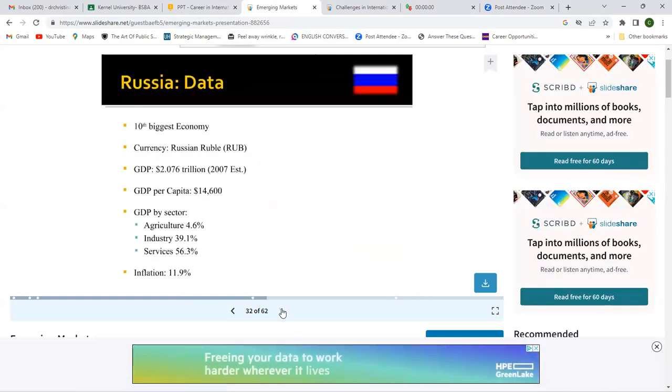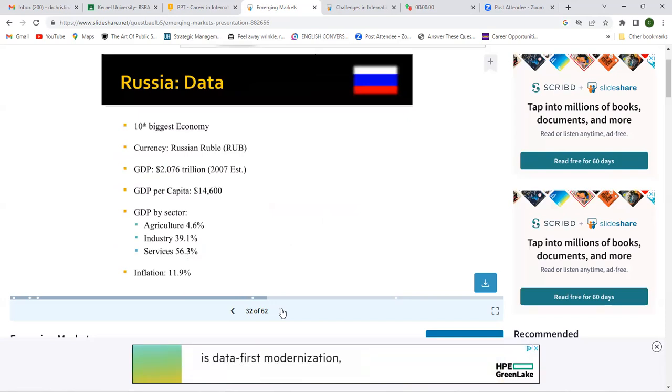Now we're looking at Russia. Russia is the 10th biggest economy. Currency: Russian ruble. GDP is 2.26 trillion. GDP per capita is 14,600. GDP by sector: agriculture is 4.6, industry is 39.1, services about 56.3, and inflation is about 11.9.